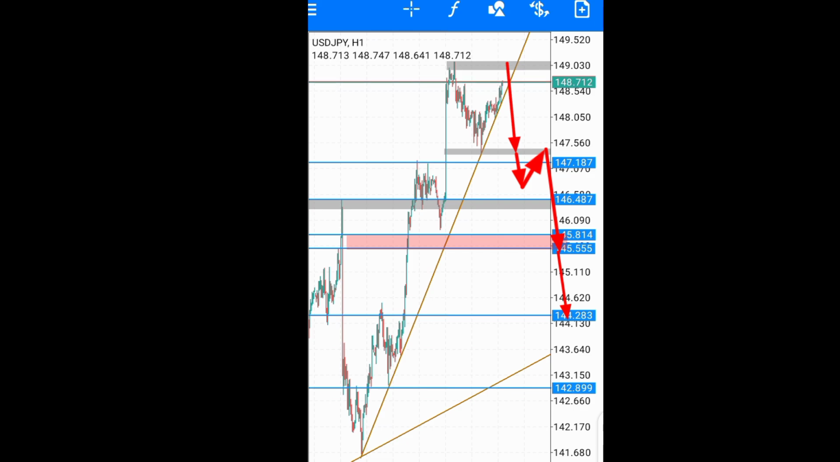However, if we get a sustained break above 149.10 area, then we may see the uptrend continue.